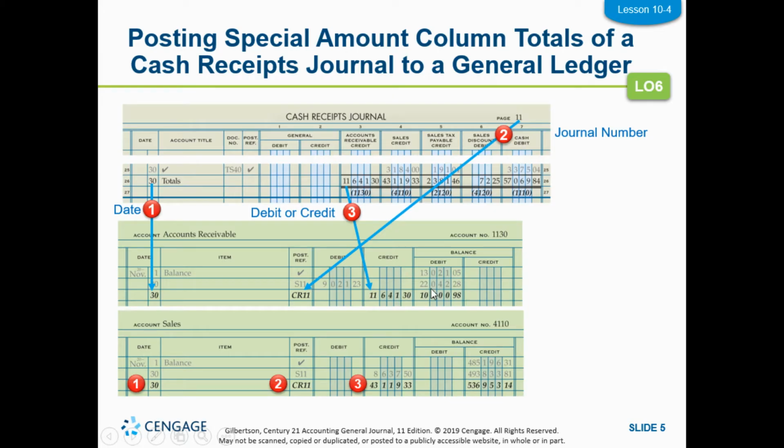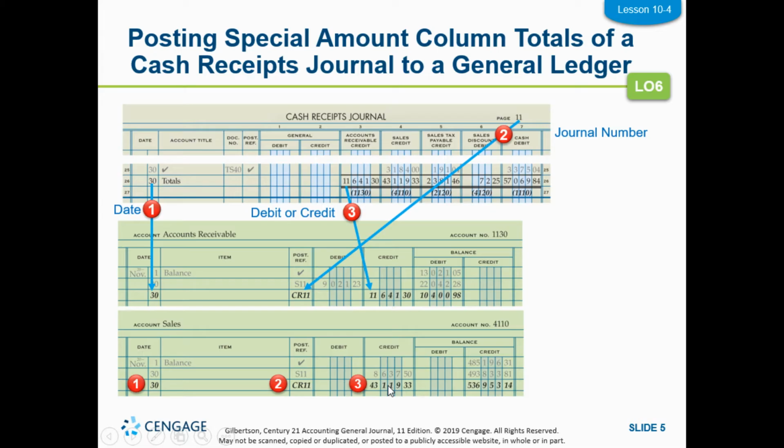1164130. We subtract because we're crediting accounts receivable. That's an asset with a natural debit increase side. We're decreasing that. So we're going to take our previous balance minus the credit to give us 10,400.98. And you can see down here our sales.